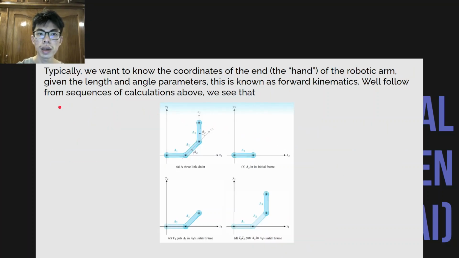Typically we want to know the coordinates of the hand of the robotic arm, given the length and angle parameters. This is known as forward kinematics, and we follow the sequence of calculations above. We see that this is a 3-link chain, where A3 is in its initial frame, then T3 puts A3 in A2's initial frame, then T3 and T2 put A3 in A1's initial frame.